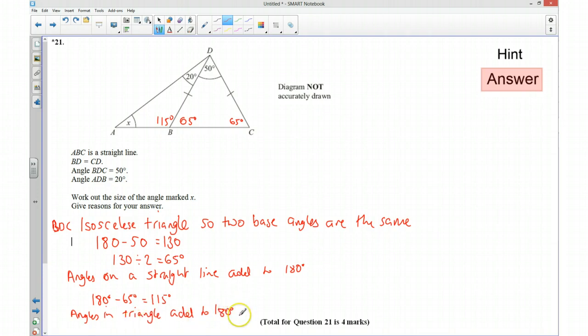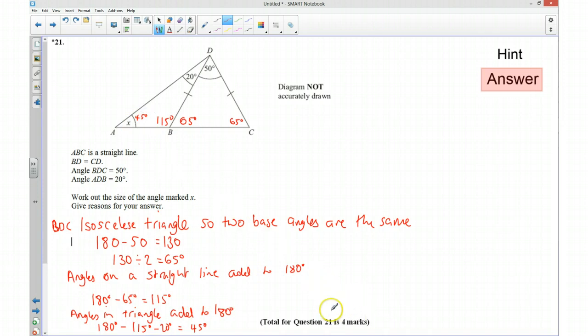Okay, so the angles in a triangle add to 180 degrees, so therefore I can do 180 take away 115, take away 20. 180 take away 115 is going to be 65 degrees, take away 20 is going to give me 45 degrees. Okay, so that here is going to be 45 degrees.